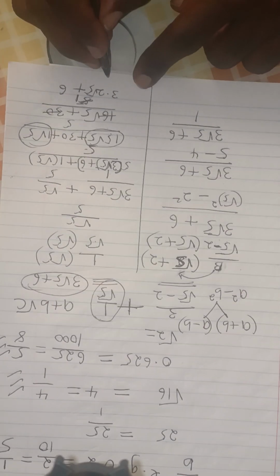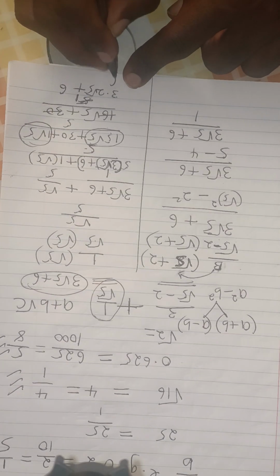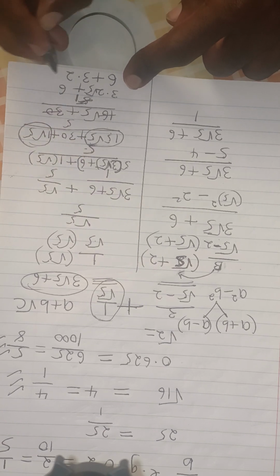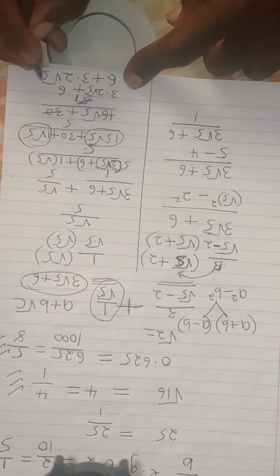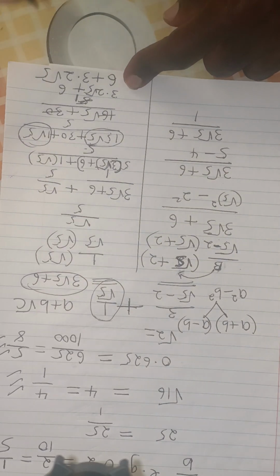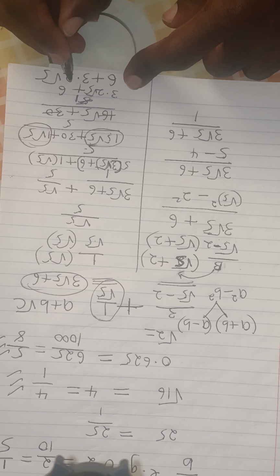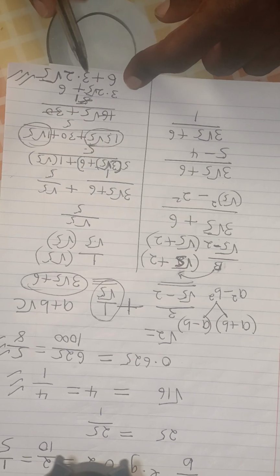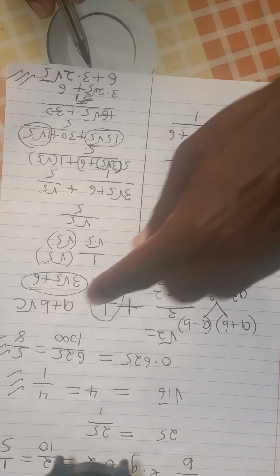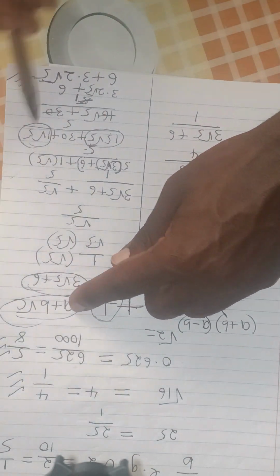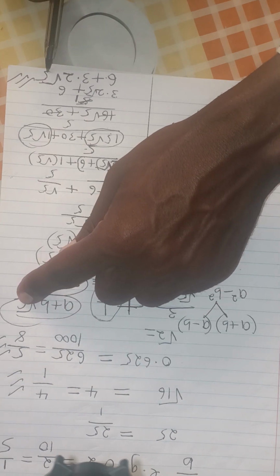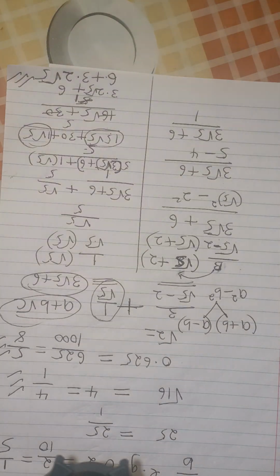Finally, our answer is, we can rearrange that, so we can have 6 plus 3.2 root 5. Okay, then we can have this as our decimal. So we're going to have 6 plus 3.2 root 5 as our final answer. So in this case, as per the demands of the question, we're going to have A as 6, B as 3.2, and C as 5. And they are all rational numbers.